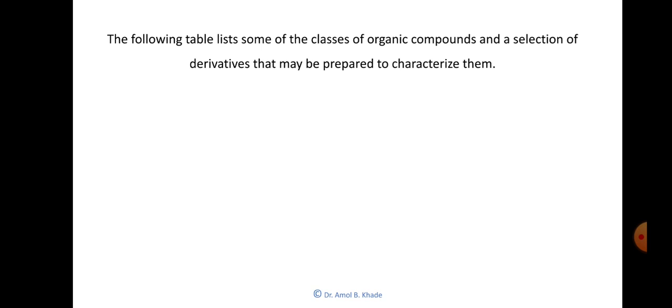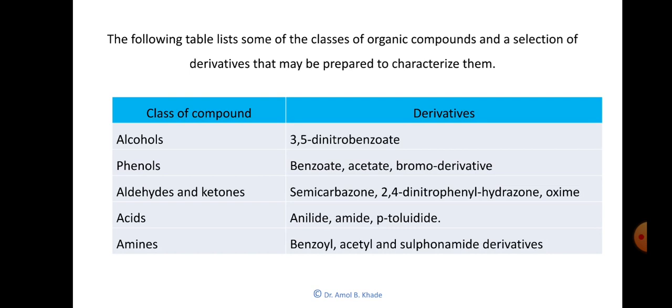The following table is a list of some of the classes of organic compounds and a selection of derivatives that may be prepared to characterize them. On the left side we have a class of compound, and on the right side we have the names of derivatives which can be prepared from the respective compound. For example, alcohols. Let's say you are given an alcohol as an unknown compound. You can convert it into its derivative, 3,5-dinitrobenzoate. Similarly, phenols can be converted into benzoate, acetate, or bromo derivatives.